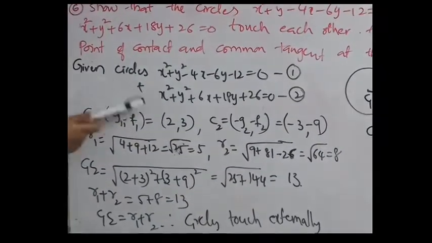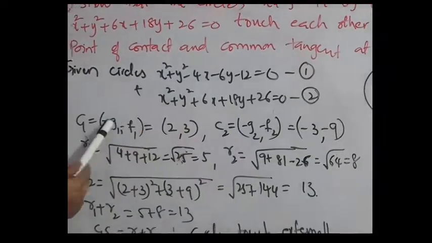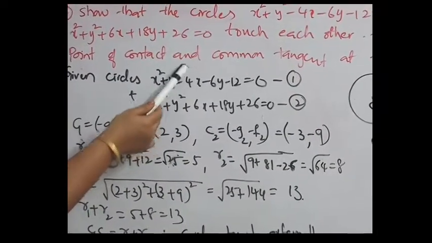Take the two given circles. After that, take the center of the first circle. The formula is minus G, minus F. So what is minus G? This is 2G.